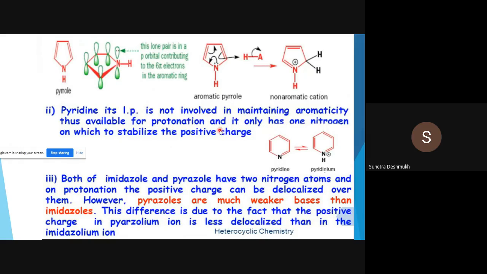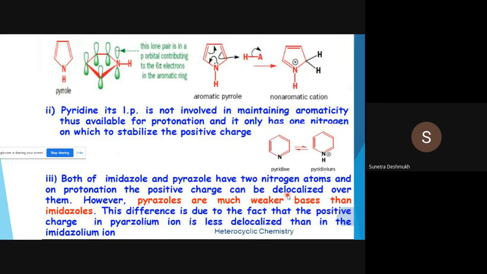In pyridine, the lone pair is not involved in maintaining aromaticity, thus it is available for protonation, but it has only one nitrogen on which to stabilize the positive charge. Both imidazole and pyrazole have two nitrogen atoms, and on protonation the positive charge can be delocalized over them. Okay, so what is the point now? In imidazole and pyrazole we have two nitrogen atoms. In pyrrole and pyridine we have one nitrogen atom. So once we protonate these molecules, delocalization of the positive charge is possible over both nitrogen atoms in imidazole and pyrazole.